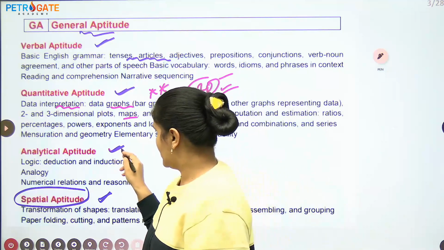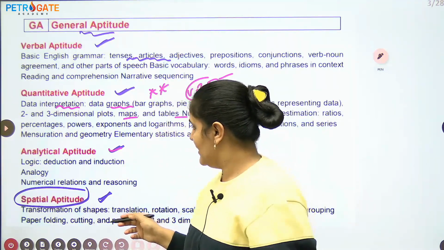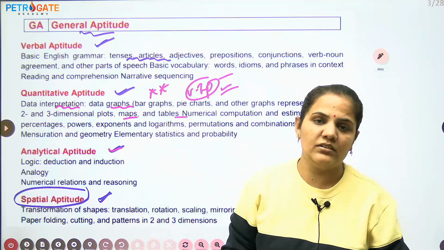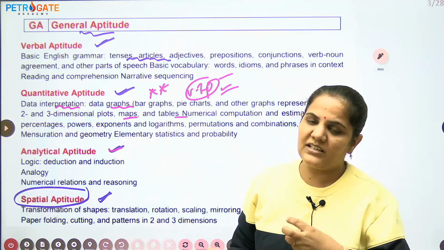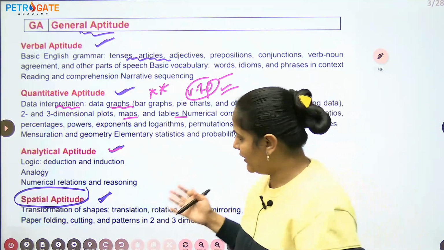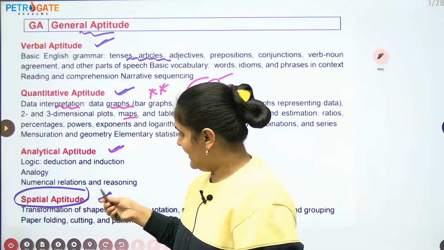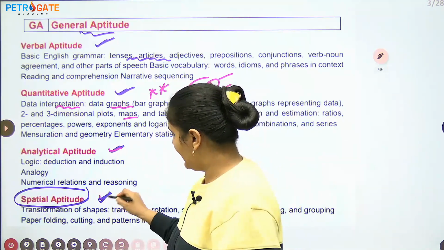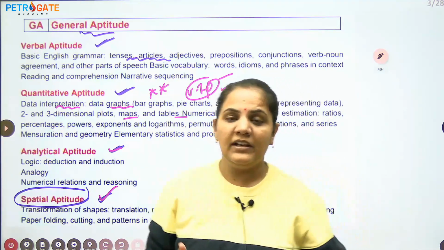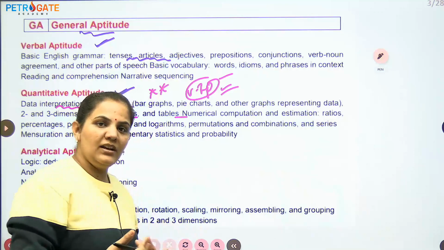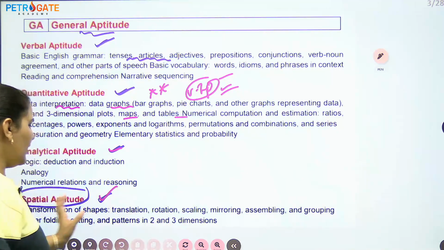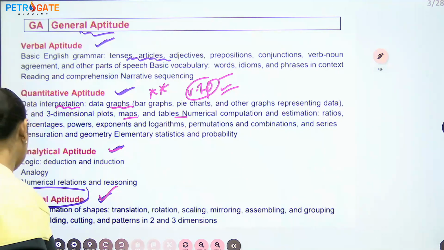After that we will discuss the analytical topic, where we will discuss relations, reasoning, logical reasoning, analogy, number analogy, letter analogy, and there are lots of things we are going to discuss. And the next one is spatial aptitude, which is a newly added topic. Here I will show you how to deal with mirror image questions, water image, mirror image, and paper folding, mirroring, assembling. We will discuss these topics, right?